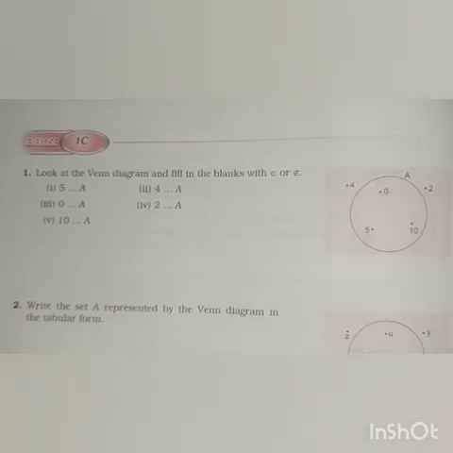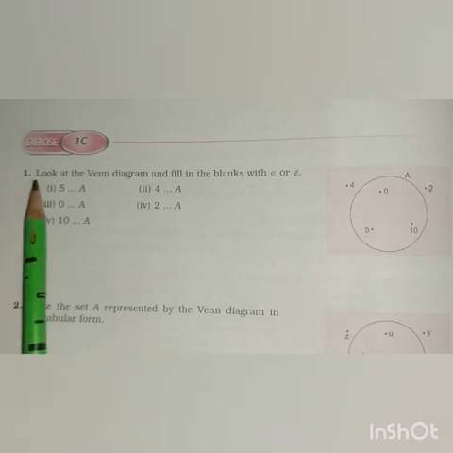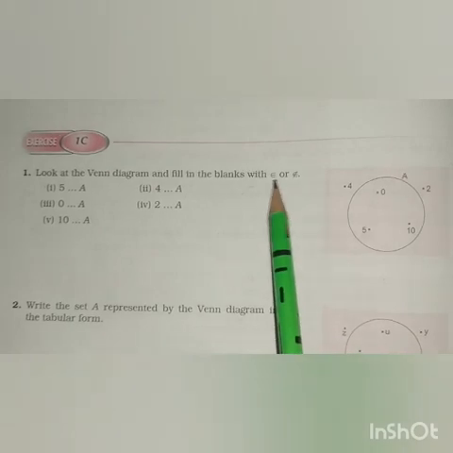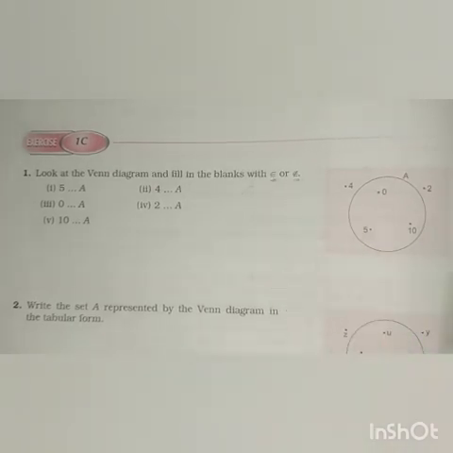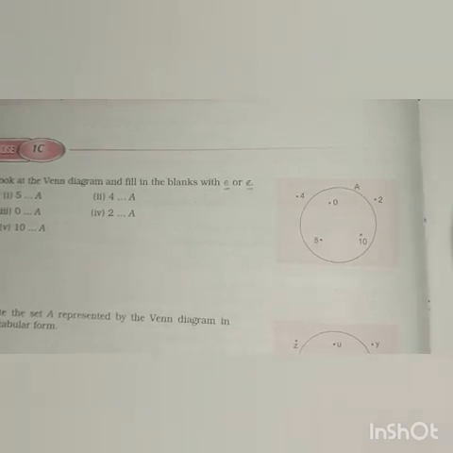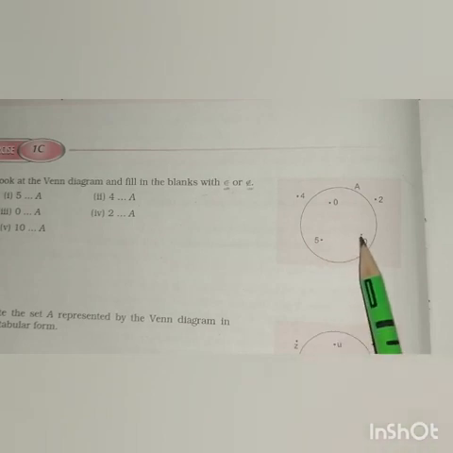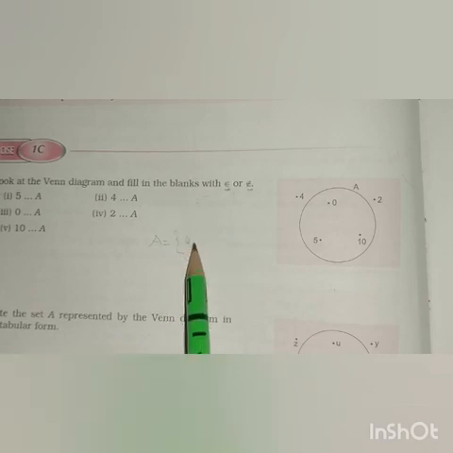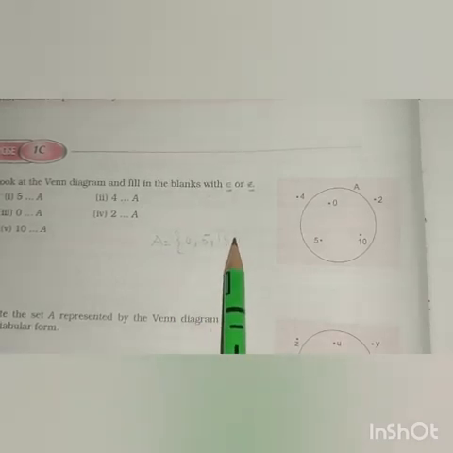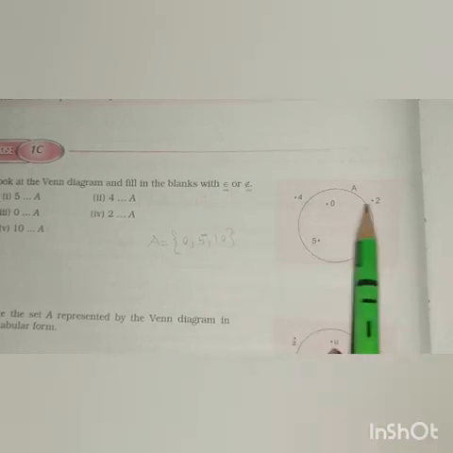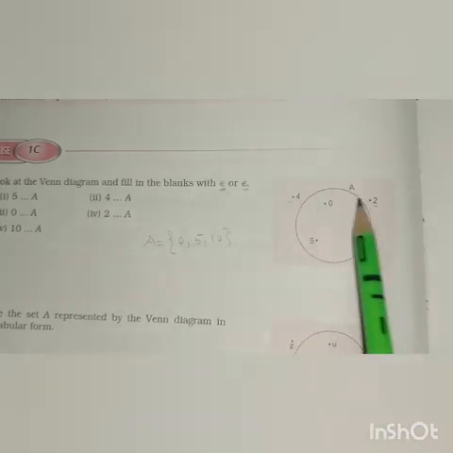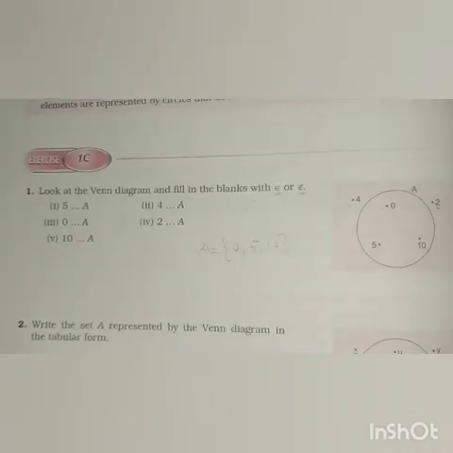now we start exercise 1C, question number one. Look at the Venn diagram and fill in the blanks with belongs to or not belongs to. So here one diagram is given to you. Here a set A having members 0, 5 and 10. And these two elements do not belong to the set A. Why? Because they are outside the circle. So we have to fill these blanks.